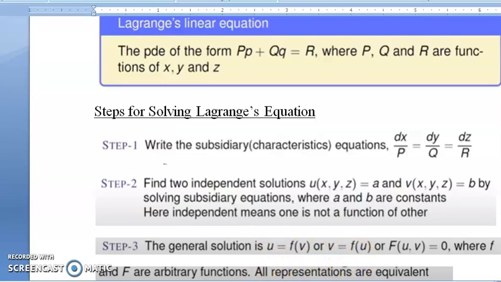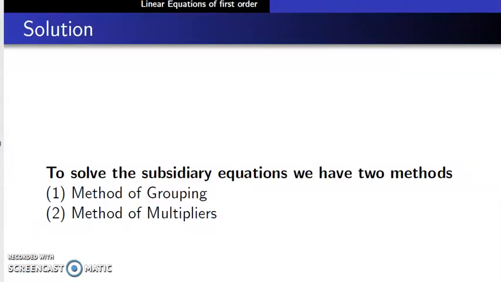Okay, I will make this idea clear using some examples. Now for writing the general solution of Lagrange's linear equation, we have to find u and v. That means the solution of the subsidiary equations. Now here we will discuss two different methods for solving the subsidiary equations. So that's an important part in the solution of Lagrange's equation.